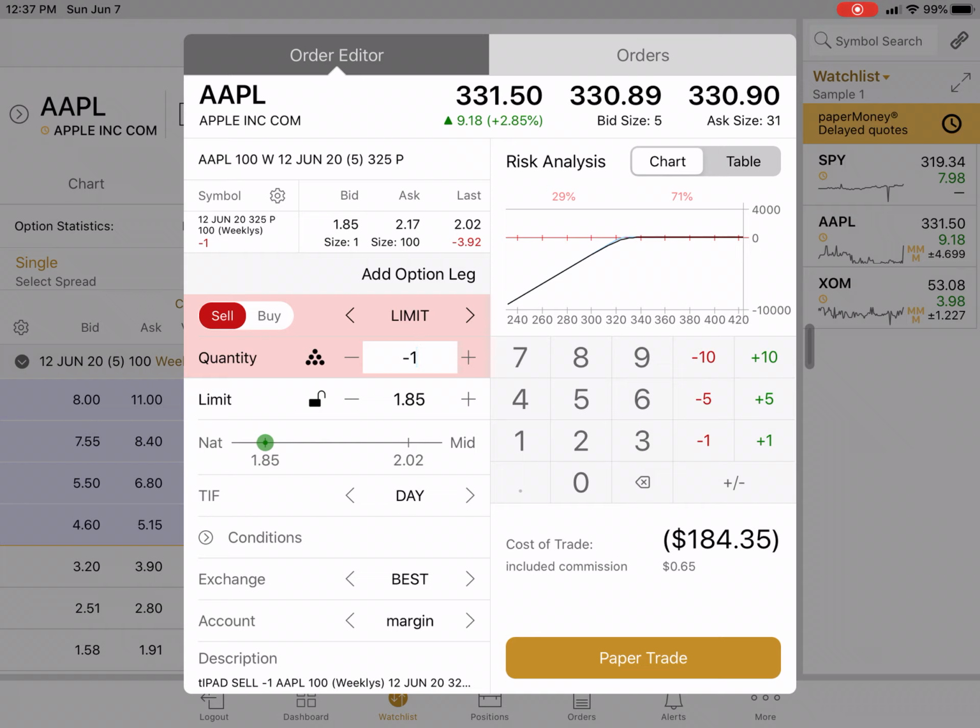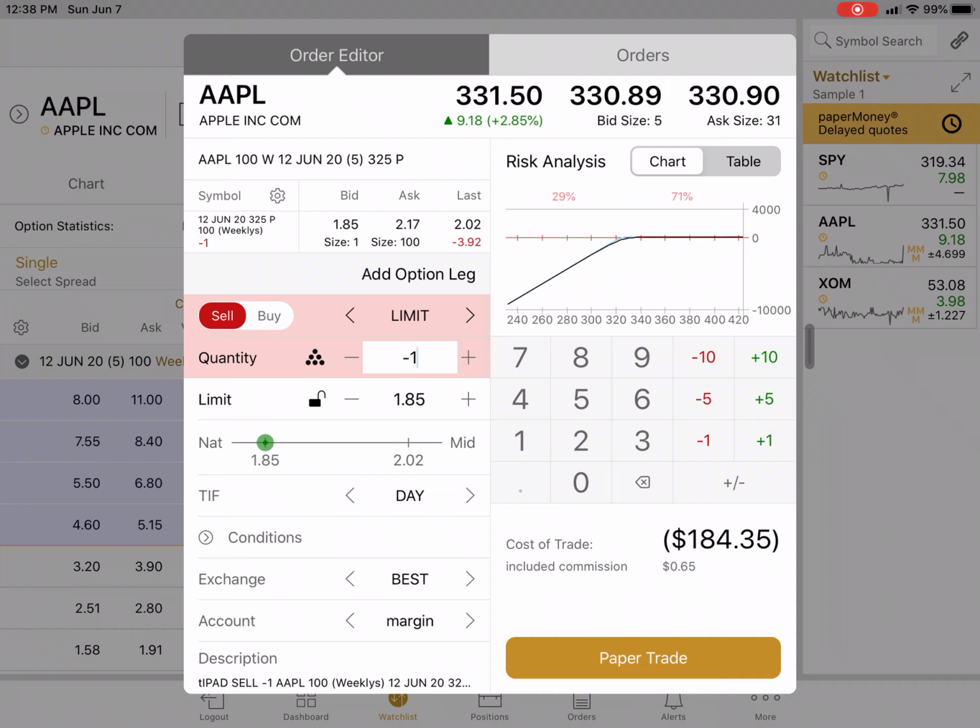So this is a June 12th maturity, 325 strike price put option. And the current price, the bid price is 185, ask price is 217. Since we're selling this, writing this, we are going to go with 185. Now, if you want this to go quick, you go with something lower. If you want to wait and sell it at a little bit higher price, then obviously you can increase the price and try to sell it at a higher price.